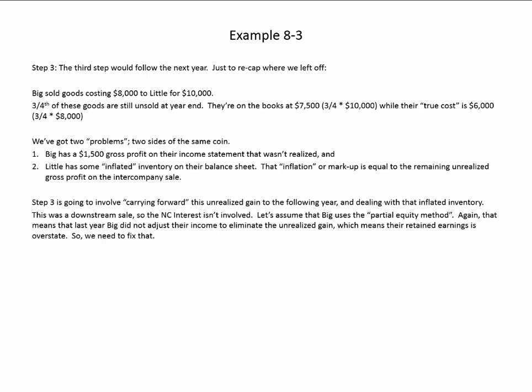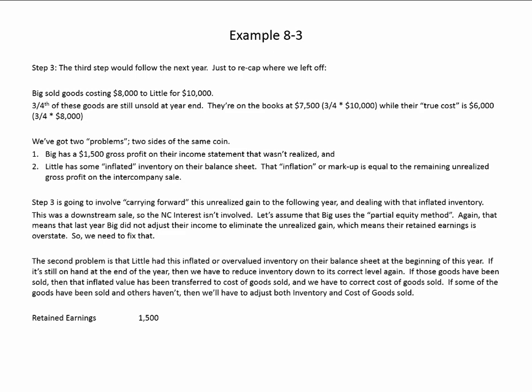Now this was a downstream sale, so the non-controlling interest isn't affected by this. And let's assume that Big uses the partial equity method. That means that last year, when we had this intercompany sale, Big didn't adjust their investment income to take away that unrealized gain. And so basically Big's retained earnings was overstated. They reported too much income last year on their individual income statement. So we need to fix the retained earnings and say, look, they've got this unrealized gain from last year. Their beginning retained earnings is too high. We need to go ahead and reduce the retained earnings by $1,500. So we debit retained earnings for $1,500.